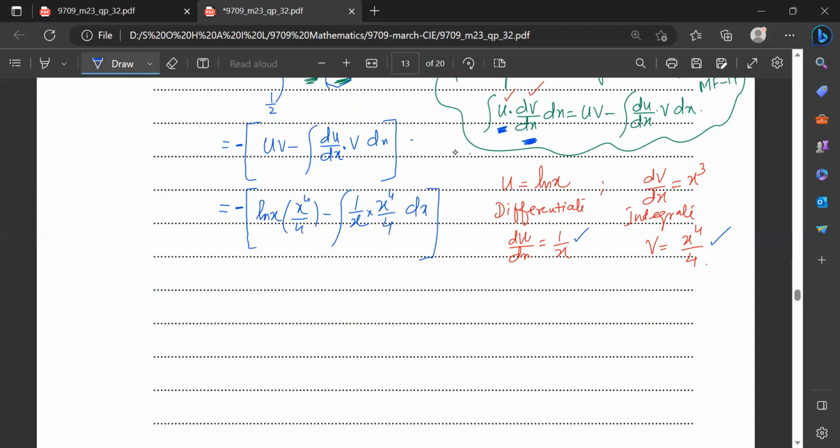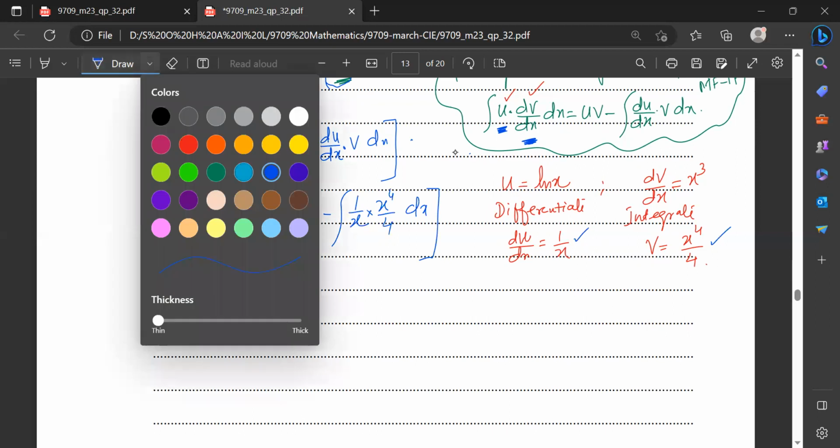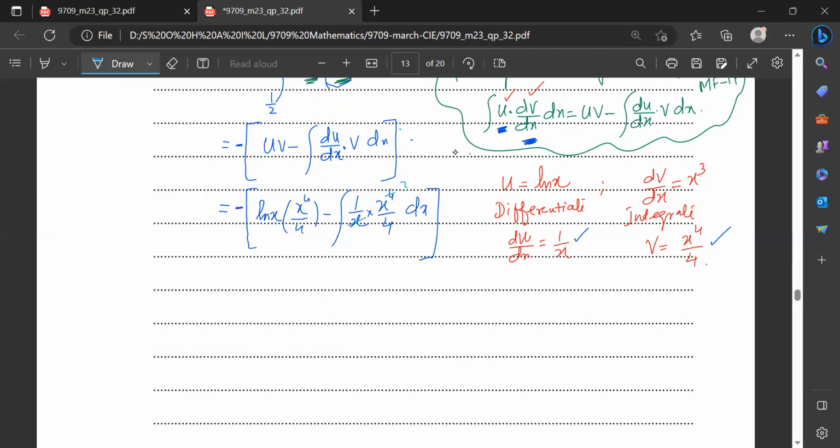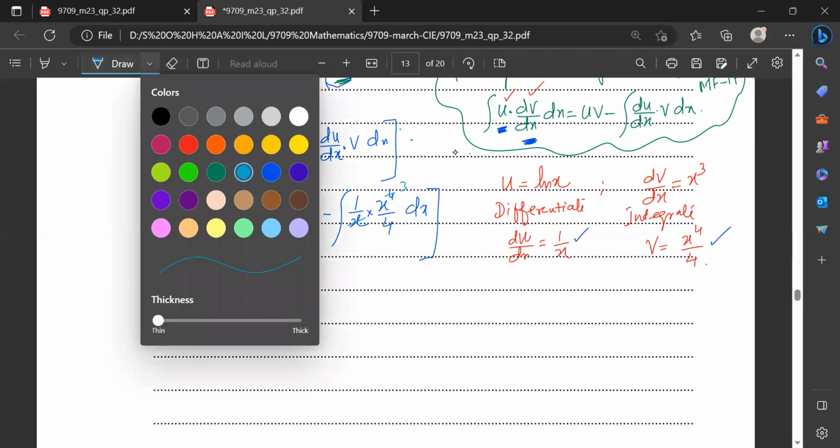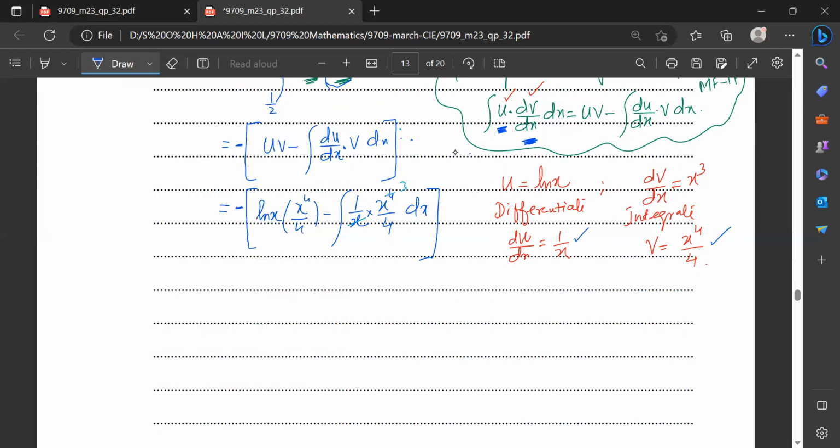Simplify. Simplification means this cancels this, and we have 3 in the power. The minus sign is there, so you can open the brackets again, like if you want to open this big bracket, it is x power 4 over 4 natural log of x. Minus into minus is plus, 1 over 4 you can write before the integration sign, and it is x cube dx.